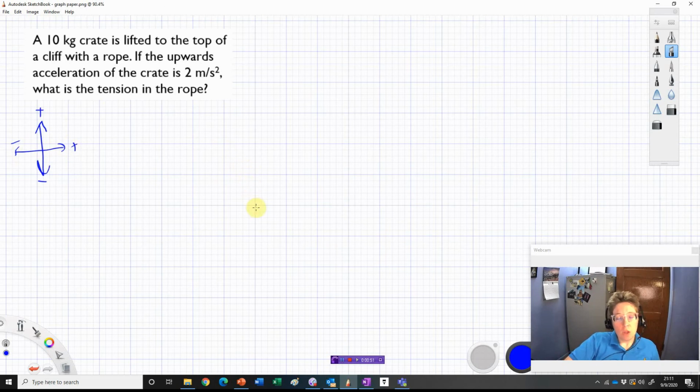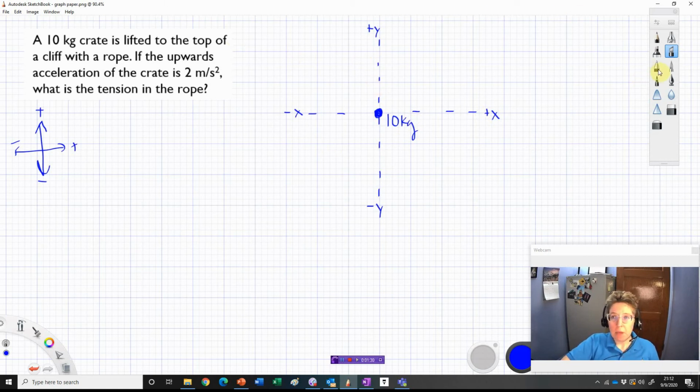Okay, the first thing you need to do is draw a free body diagram. So I've got a box, or it's a crate, I guess. That's a dot. It's 10 kilograms, so I'm going to label that with its mass. And I don't really need axes, but you can put them in if you want to. I might as well. Okay, where up is positive, down is negative, left is negative, right is positive. Remember, those are choices that I've made. You could choose anything you want, frankly.